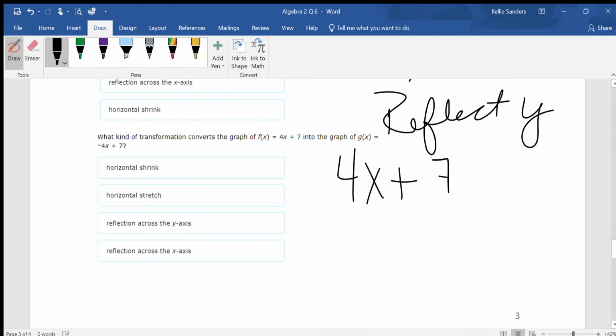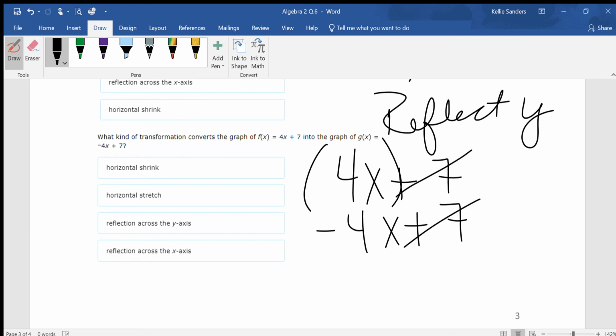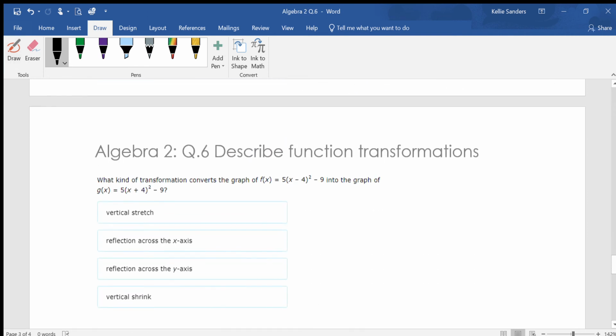4x plus 7, negative 4x plus 7. These did not change. The only thing that changed was we multiplied the x part by a negative. So if just the x changed, then it's a reflection about the y. If the x changes signs, it's a reflection about the y.